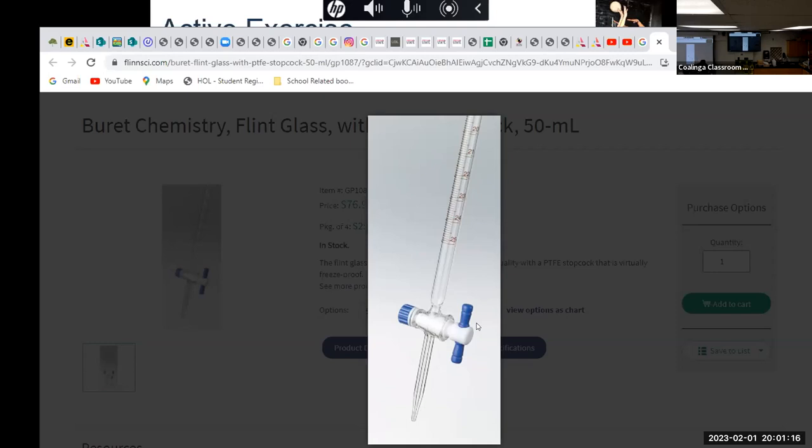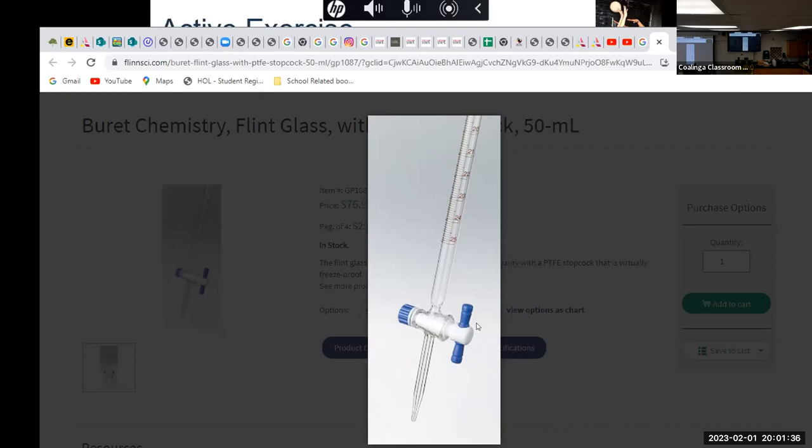Let me pull it up and I'll, old age. Let me get my walker here. How many do you have left? How many burettes? Well, we've got four-ish.